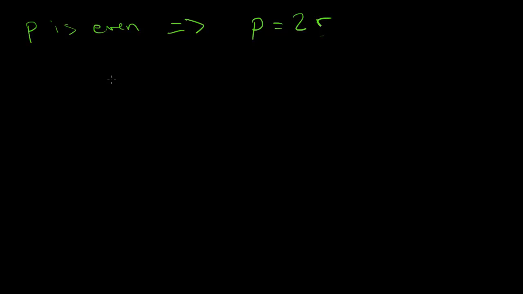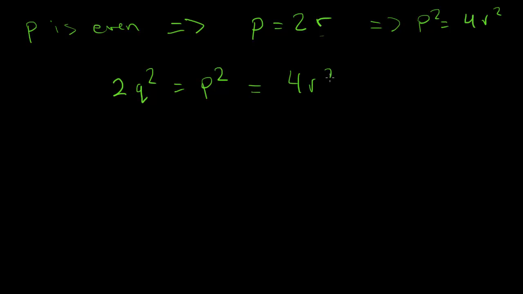Now going back to our original equation, we had 2q squared equals p squared. And now we're saying that p is equal to 2r. So what would p squared equal? P squared would equal 4r squared. So p squared here equals 4r squared. So now all I'm going to do is remove the p squared from the middle here and just bring both of these guys down. So I get 2q squared equals 4r squared.